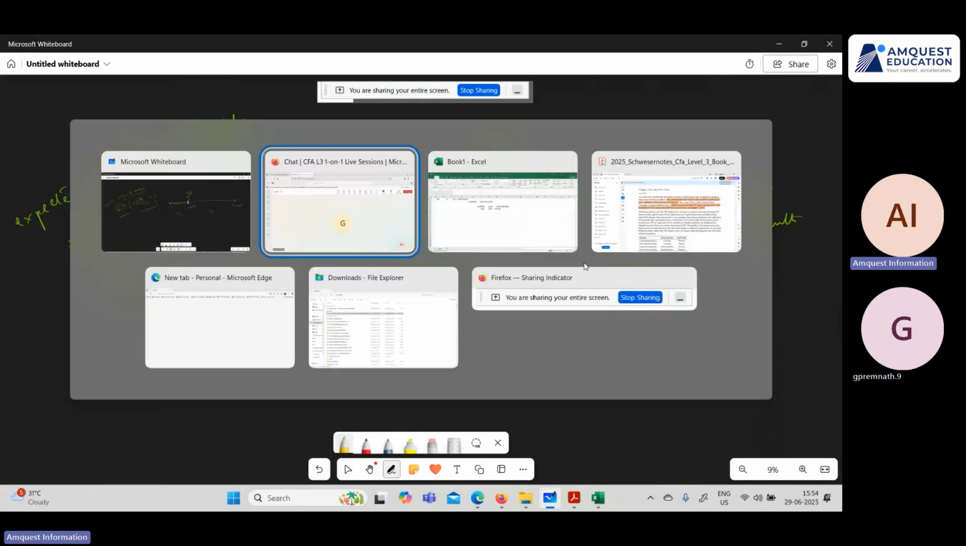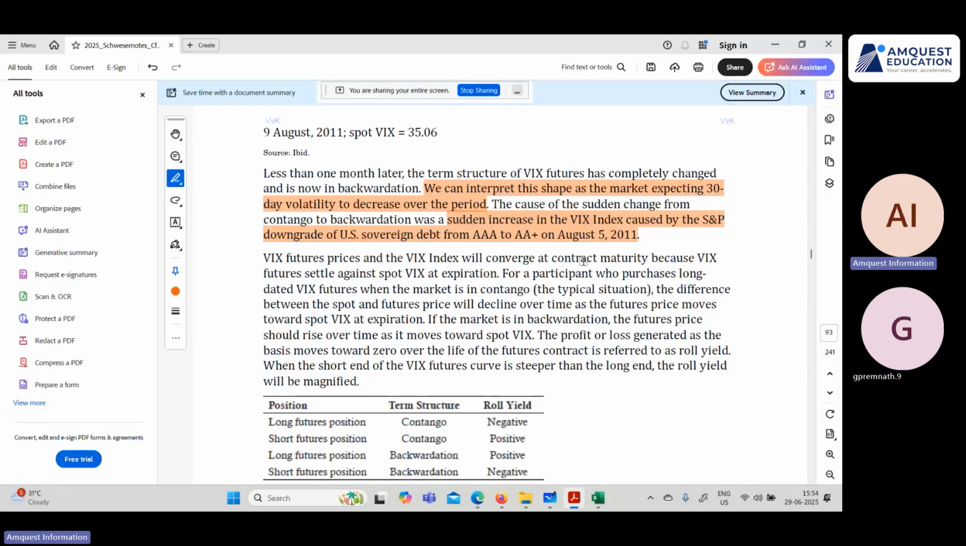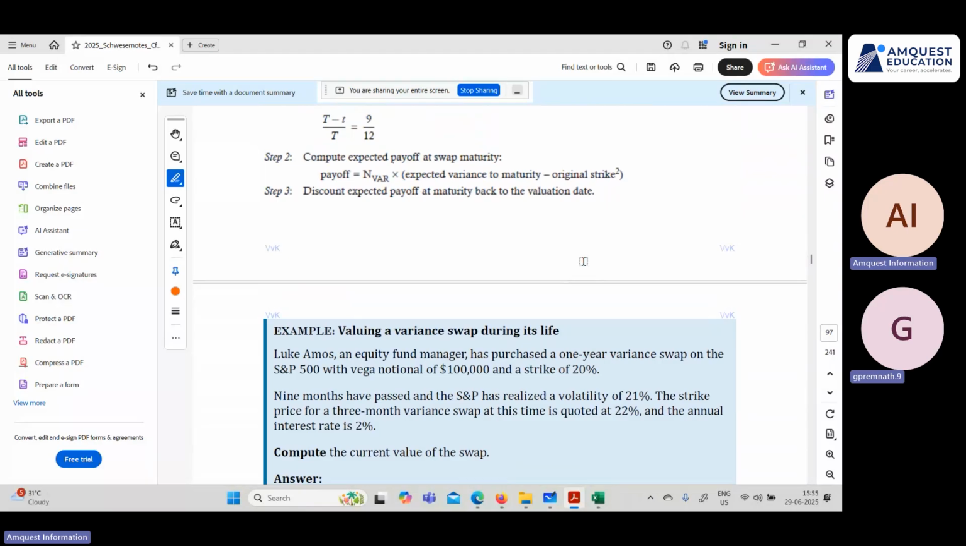Just to be sure we are okay with the concept: 9 months have passed and the S&P has realized a volatility of 21%. Calculate the current value of the swap.